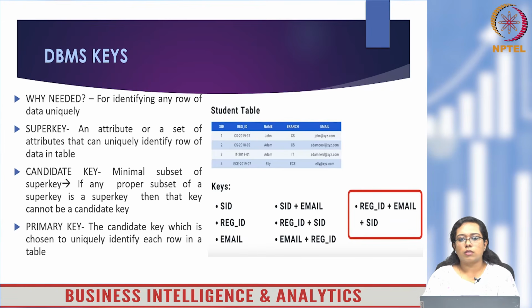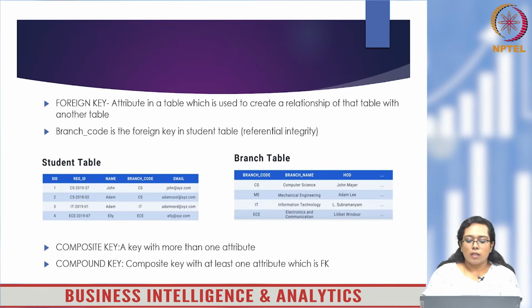There are 3 attributes. So, these 3 attributes mean it is a composite key, and a compound key is a composite key with at least one attribute which is a foreign key. So, if we form a composite key which has one attribute that has branch code in it, then it becomes a compound key.